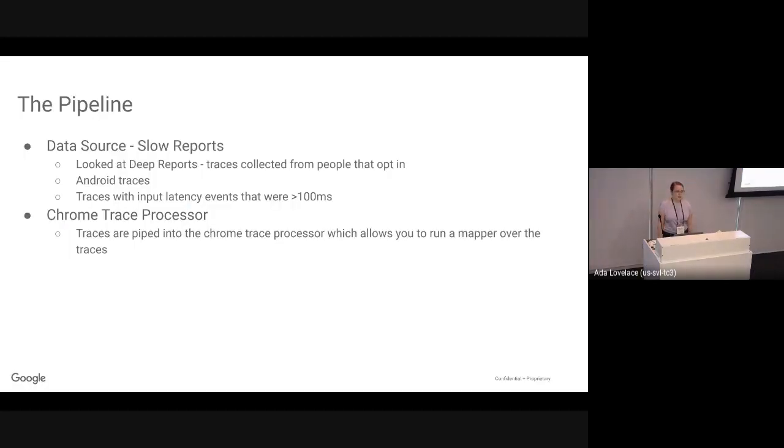So this analysis was done using something called slow reports. It is an infrastructure that collects trace data from real-world users. There are two types of slow reports, deep reports and bulk reports. Bulk reports are collected on users whether or not they opt in, and deep reports are collected on users who explicitly opt in in their Chrome settings.